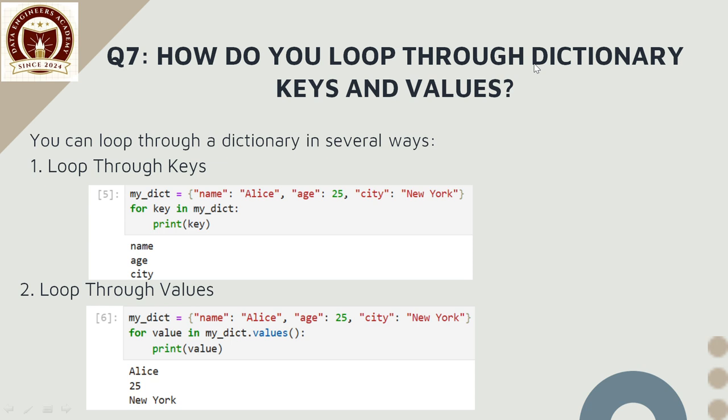How do you loop through dictionary keys and values? We can loop through dictionary keys and values in several ways. First, we can loop through keys. Here we have a dictionary mydict, and we have to loop through the keys. So for key in mydict, print key. Then we will get all the keys. To loop through values: for value in mydict.values(), by printing the value we can get all values in the dictionary, that is Alice, 25 and so on.